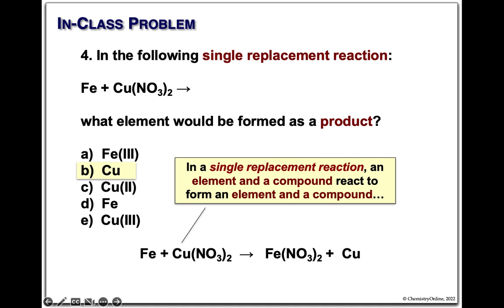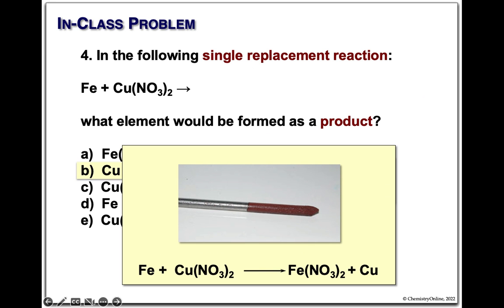If you recall, we did this in lab. Remember, we took a dirty, ugly nail, wasn't shiny like this one, stuck it in copper nitrate solution, and the copper metal collected on the tip of the nail. Single replacement reaction. Everyone good?